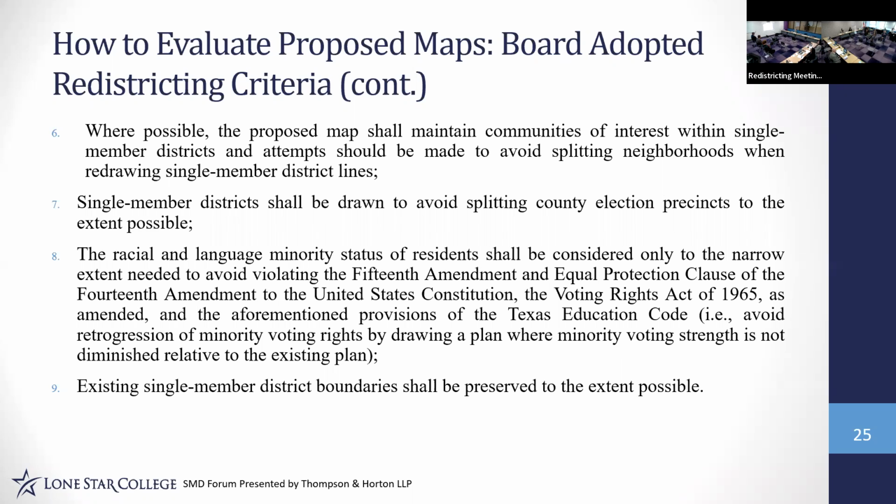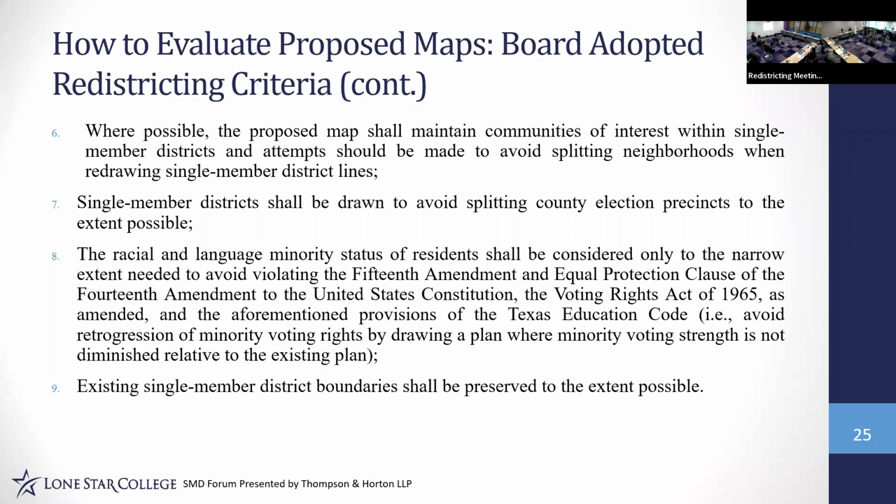Then the last couple of redistricting criteria, starting with criteria number 6, is where possible, the proposed maps, much like political compactness, shall maintain communities of interest and neighborhoods within a single member district and not split them across 2 single member districts. The seventh criteria is single member districts, to the extent possible, shall be drawn to avoid splitting county election precincts. But for example, if we have to cut across a precinct, across a single member district in order to balance population, that's a higher requirement, because that's a requirement under state law. So this particular map drawing principle would be subordinate to that.